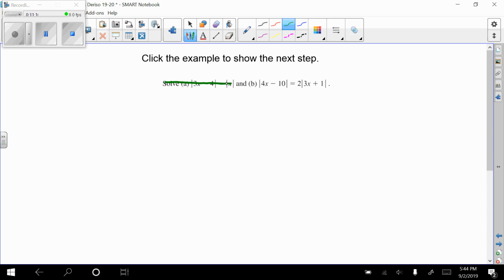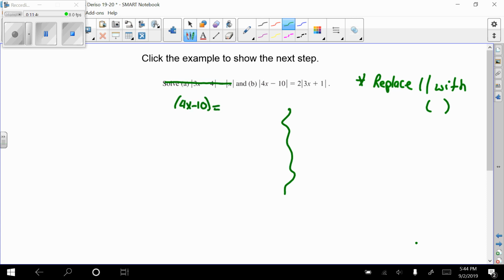Now, remember, you're going to solve this exactly the same way. In this case, put a little note to yourself, and I want you to say replace the brackets with parentheses. That makes it a little easier because, especially on the right-hand side, we have a quantity to multiply. We have to distribute. So one equation becomes 2. We are going to say 4x minus 10 equals 2 times (3x plus 1).